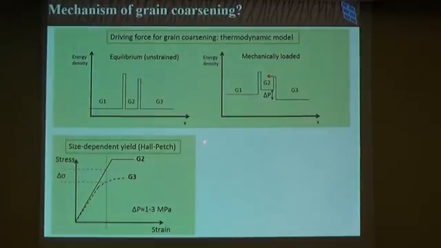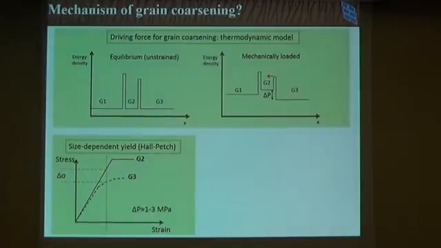Because of the dependence only on size and not on orientation, we propose the following model, which is based on the Hall-Petch effect. You know that smaller grains have higher yield stress. So you can imagine that grain 2 has higher yield stress than grain 3 because it's smaller, it has fewer dislocations or dislocation sources. And then, due to the difference in the stress, we have the difference in elastic strain energy.